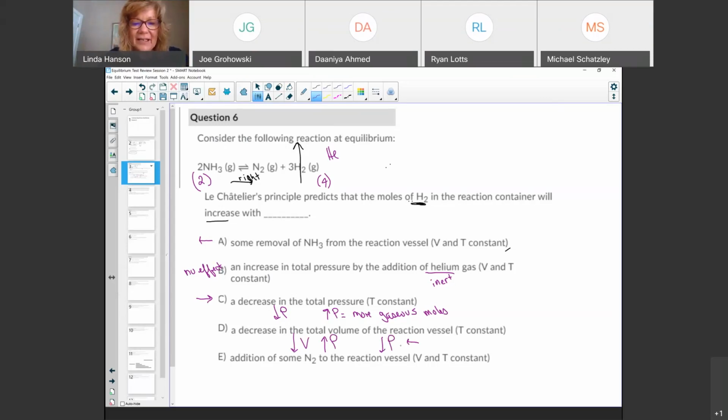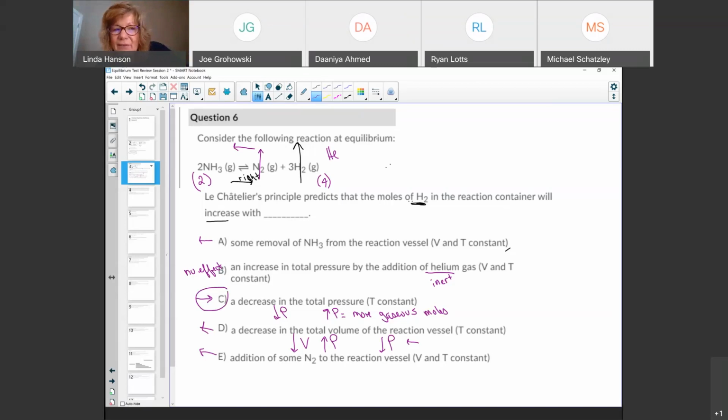And of course, letter E, if I add nitrogen, it will shift left as well. So the only choice after going through and talking about each one of those stresses is letter C, to accomplish the goal of pushing to the right to make more hydrogen.